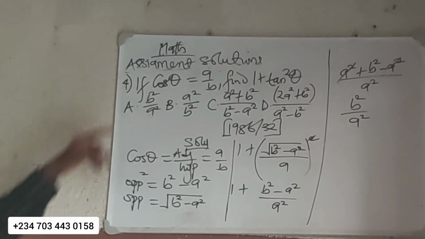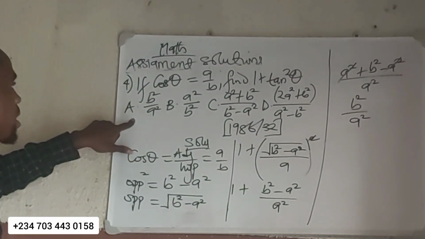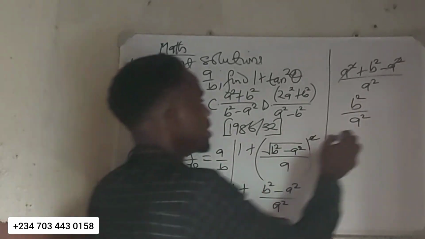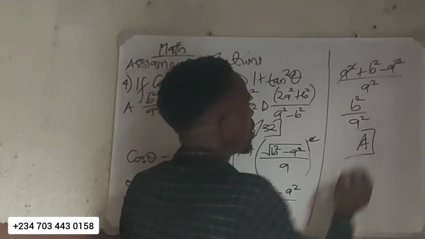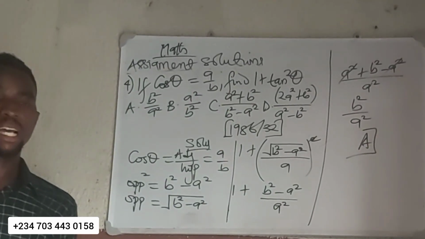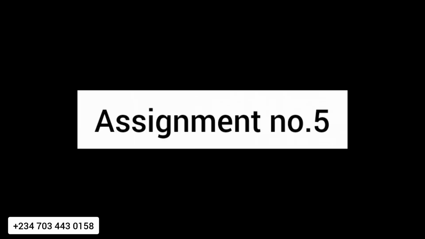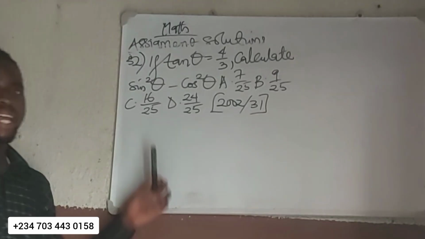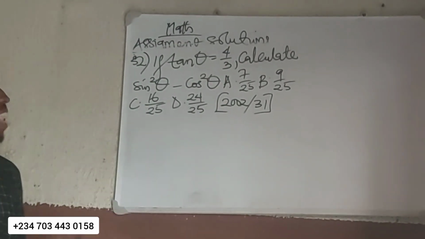So either way, our answer is option A, B squared upon A squared. That's option A. Okay, so let's solve the final part of the assignment, and then we'll wait for the next one. Here is question number 5.